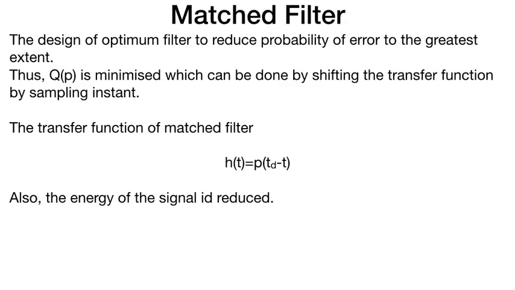Moving on with matched filter. What is a matched filter? The design of an optimum filter to reduce probability of error. Thus Pe is minimized, which can be done by shifting the transfer function by sampling instant. The transfer function of the matched filter h(t) is p(Td minus t), where Td is the time period of that signal.